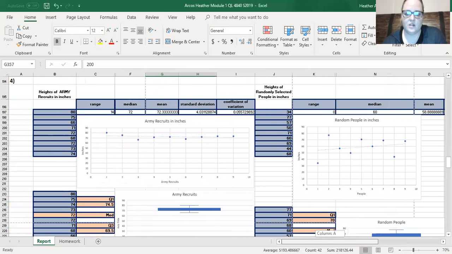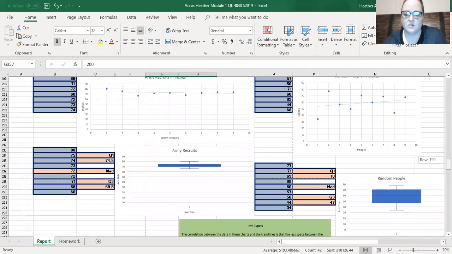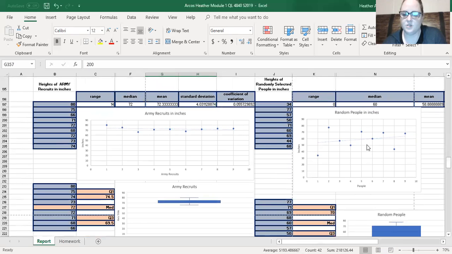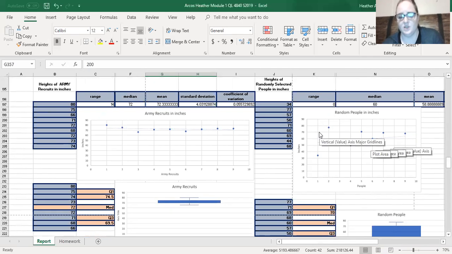This one is on the heights of Army recruits. They're very similar. The range is not very different. And then this one is the randomly selected people, which you would always have a greater difference in sizes when you randomly select people.